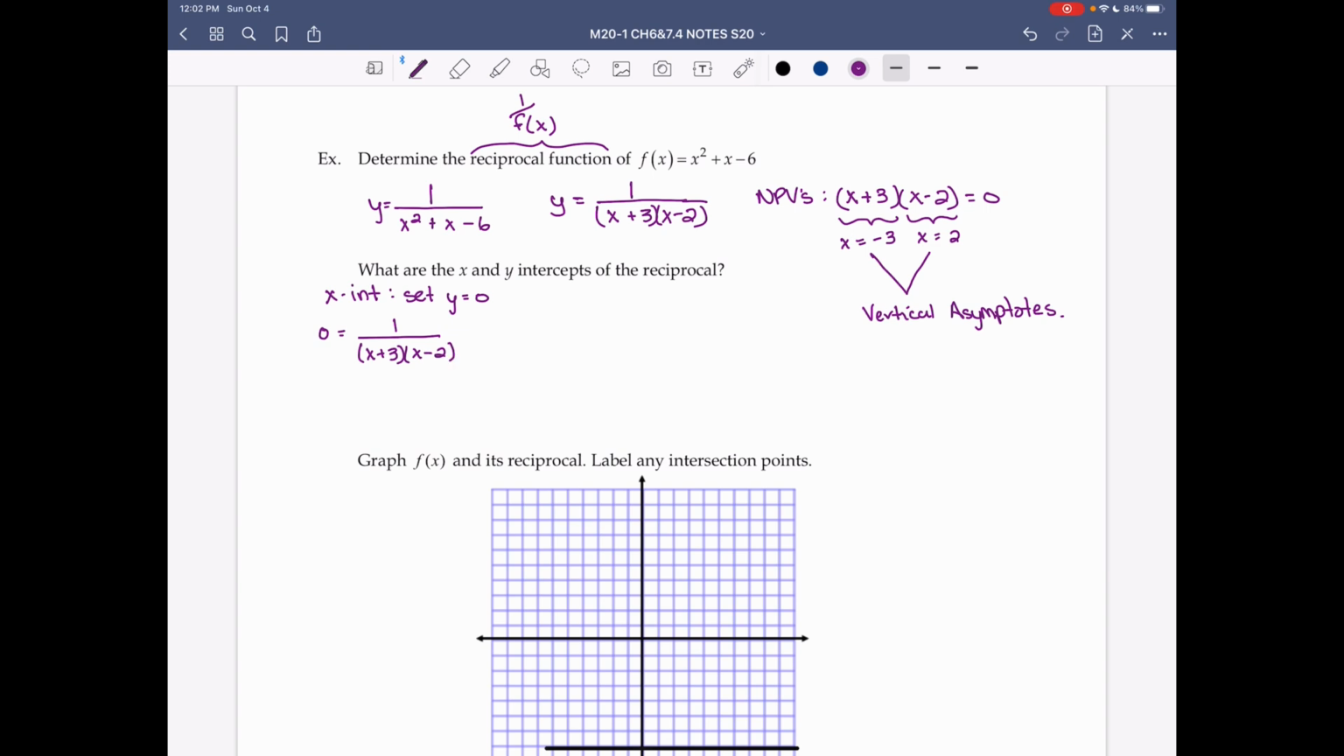The only way to get a fraction to equal 0 is if the top equals 0. And there's no variable on top, so the value is 1 and it can't be changed no matter what the value of x. So this is just not possible, which then means that there is no x-intercept.